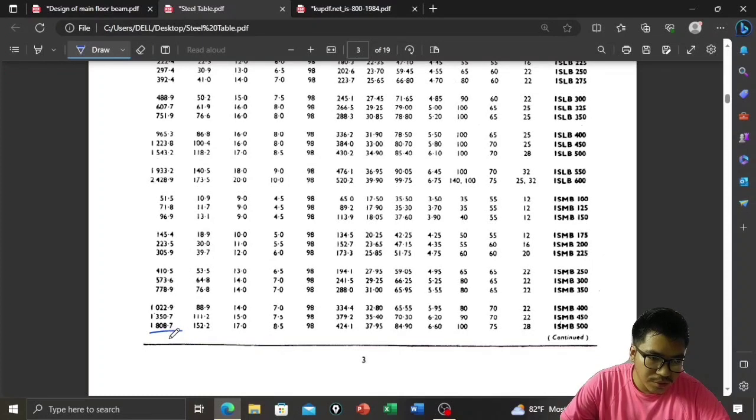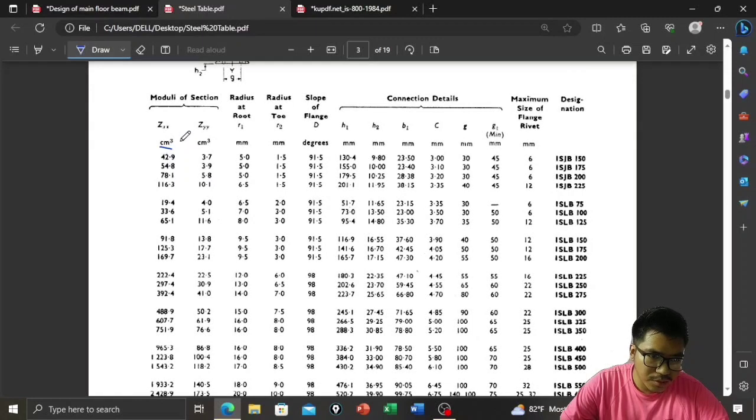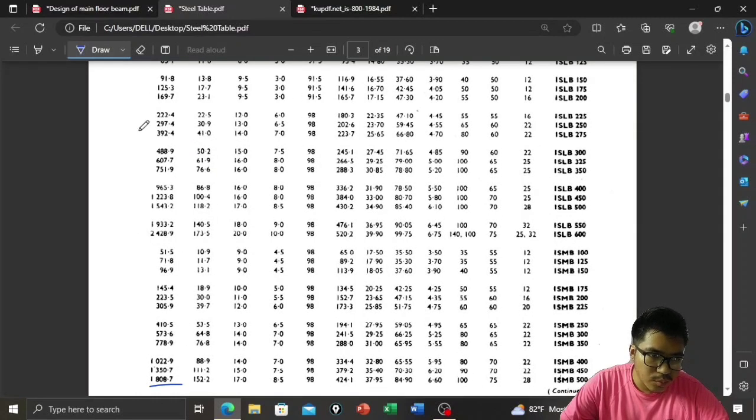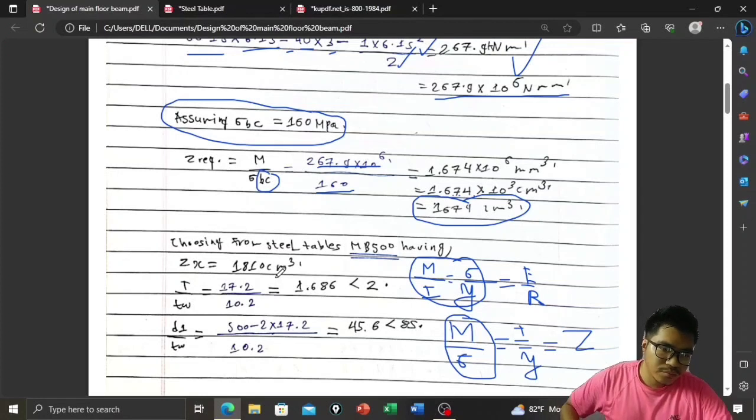So Z is 1808.7 in centimeter cube. 1808.7, we round up to 1810. So this value must be greater than this, so we choose this.